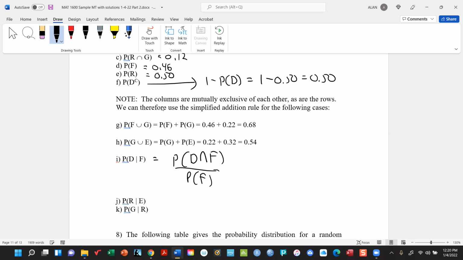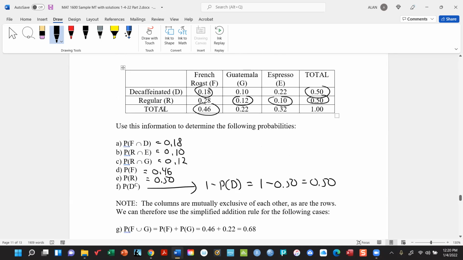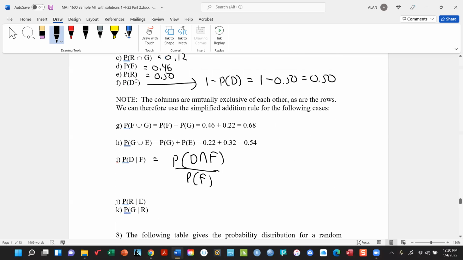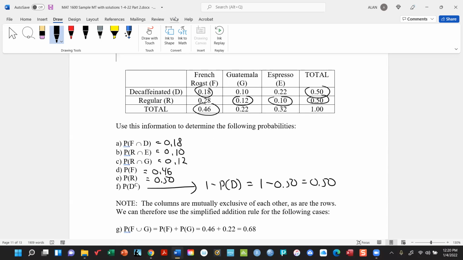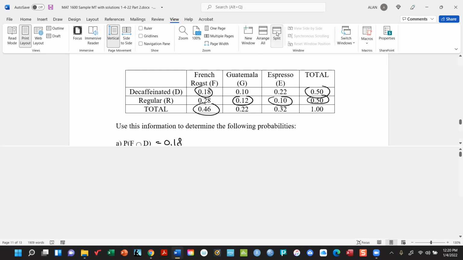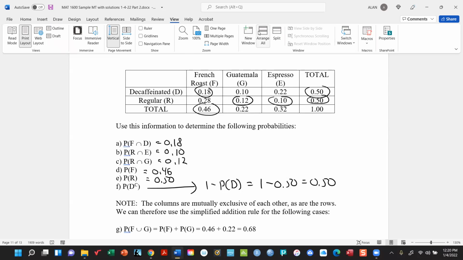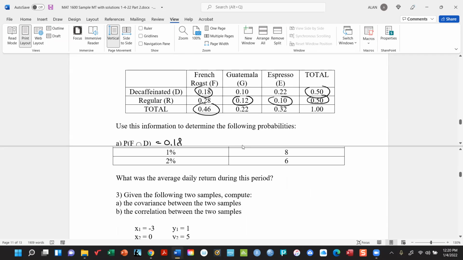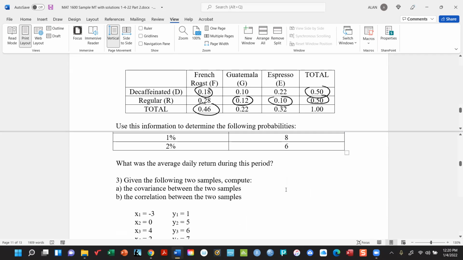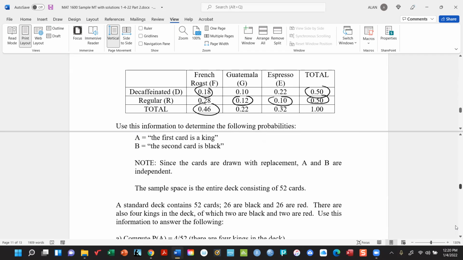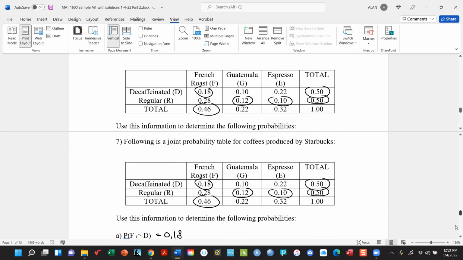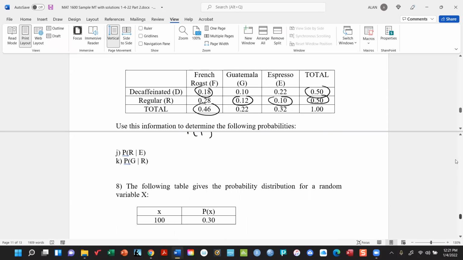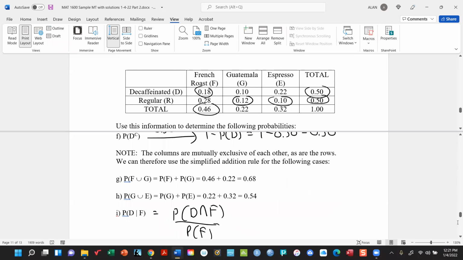Now the D and F is decaf French roast, 0.18. Actually, let me split the screen here so we can see it. Okay, what just happened there? I don't know. All right, here we go.